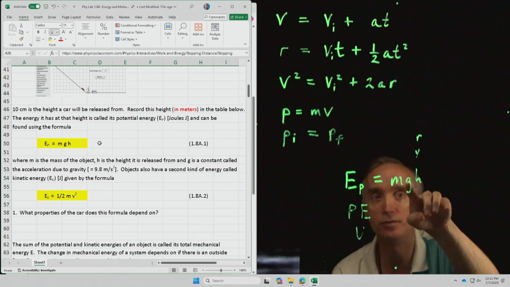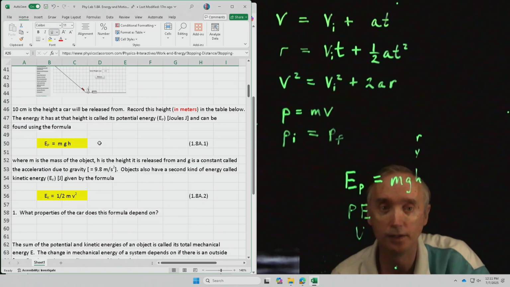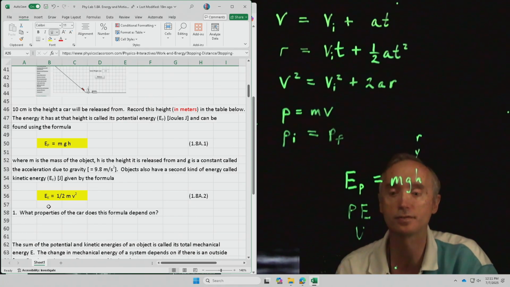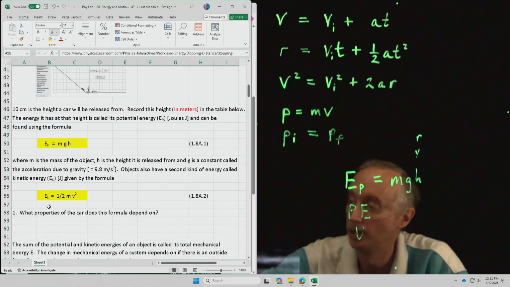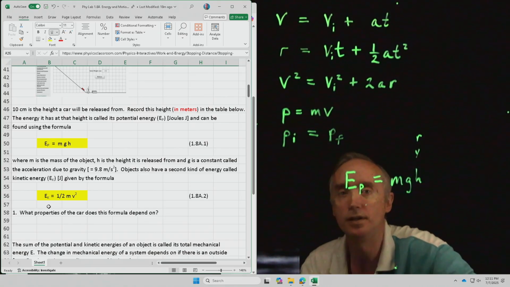And then G, you've seen that before, so that's the acceleration due to gravity, 9.81 meters per second squared to 3 significant figures, but we're only doing it to 2 in here. And then M is going to be the mass of the object. And then objects also are going to have a second kind of energy called kinetic energy. So I'm kind of running out of room, so if you don't mind, let me just erase this, and we'll put it underneath it.